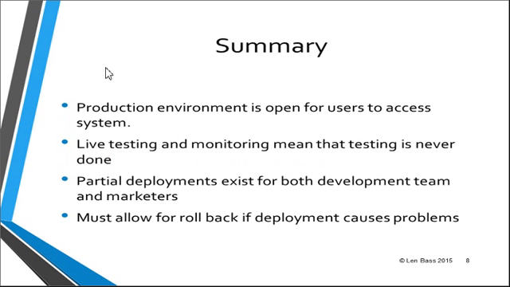So to summarize, the production environment is in production. It's open for users to access the system. The testing is never done. Things like live testing and monitoring mean that testing goes on all the time. There are concepts of partial deployments, both for development and marketers, and you have to allow for rollback if the deployment causes problems.